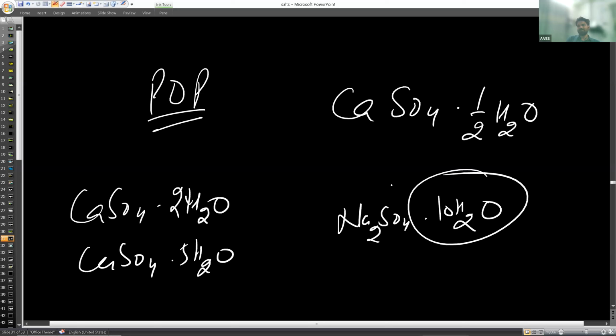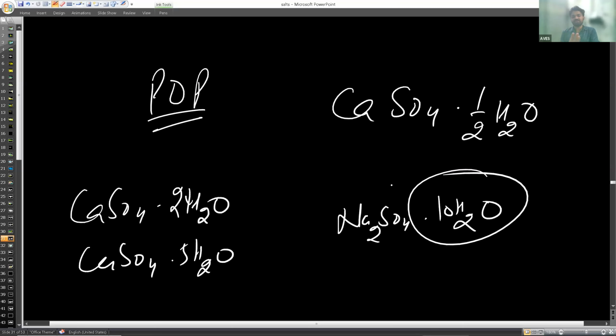Dot 2H2O, dot 5H2O, it is called water of crystallization. The definition of water of crystallization is that it is a loosely attached water molecule. Why are we saying it is loosely attached? Because if you just slightly heat it, it will vanish. On just slightly heating, this water of crystallization will get evaporated. It will be removed from the molecule. That's why we call it water of crystallization.